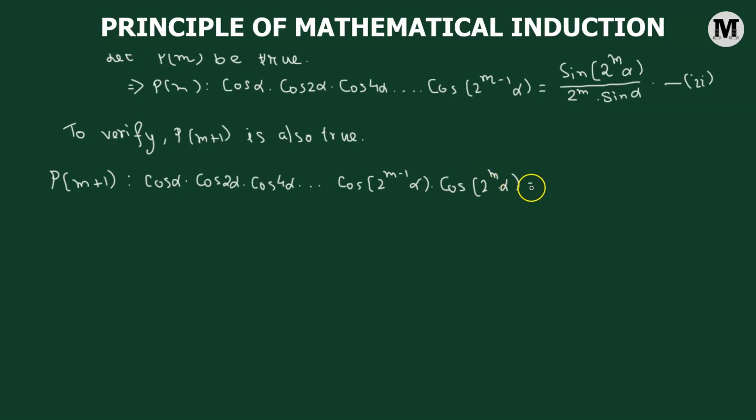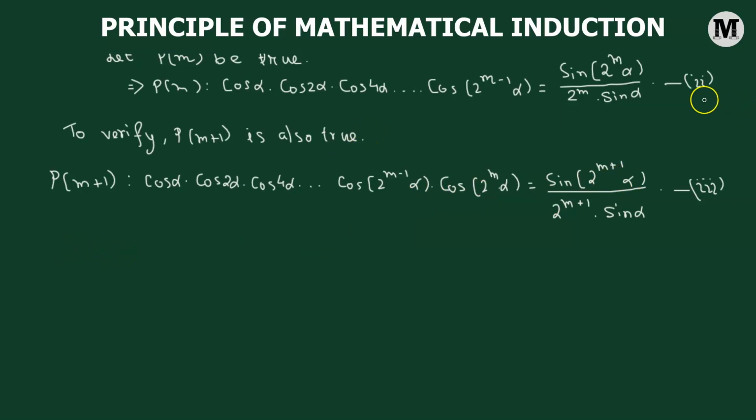So we have to show that this is going to be equal to sine of the angle 2 raised to the power of m plus 1 times alpha divided by 2 raised to the power of m plus 1 multiplied by sine alpha. So this is going to be our task. We'll have to show, let's call it statement number 3, that this is also a true statement. So how shall we do that?